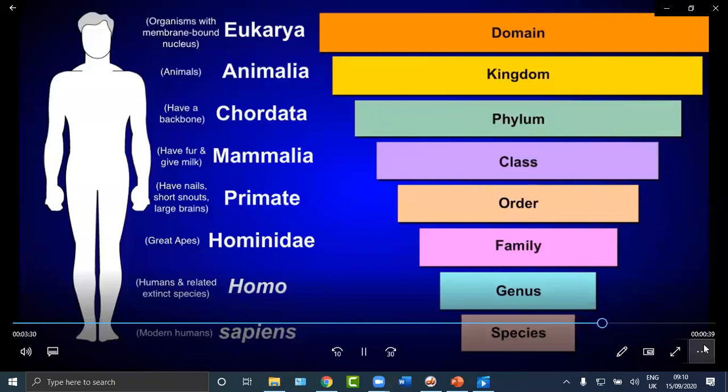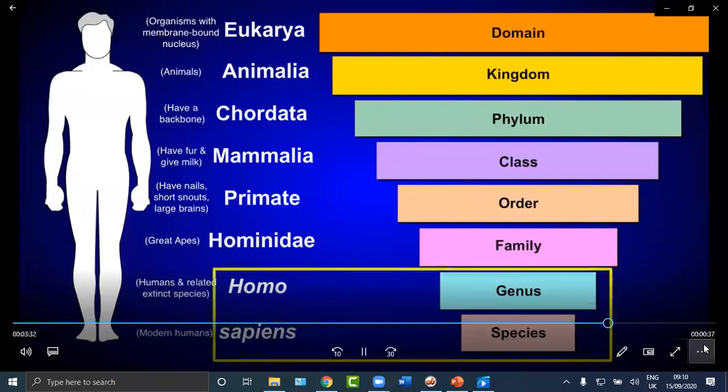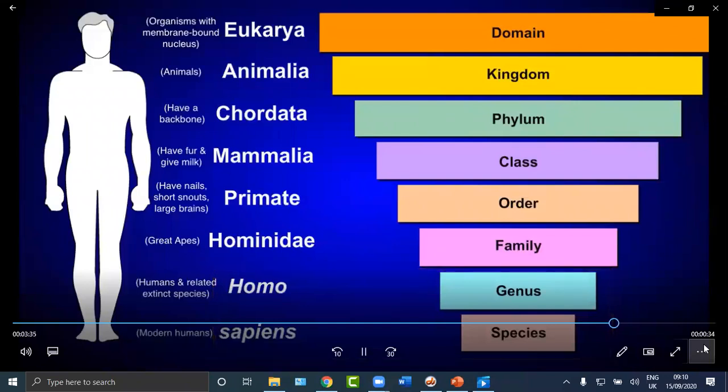Scientists typically refer to specific organisms by genus and species. When written, these two groups are always written in italics, or underlined if handwritten. The genus name is written first, and it's capitalized. The species name is written second, and is not capitalized.